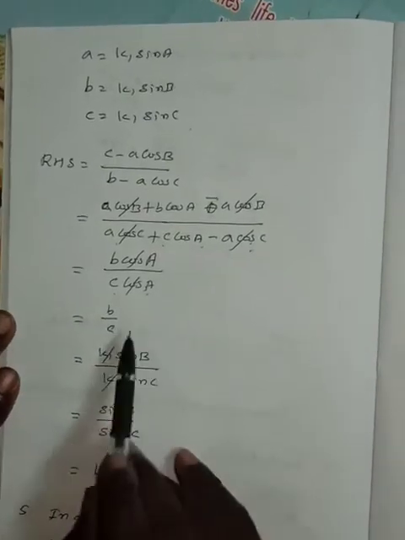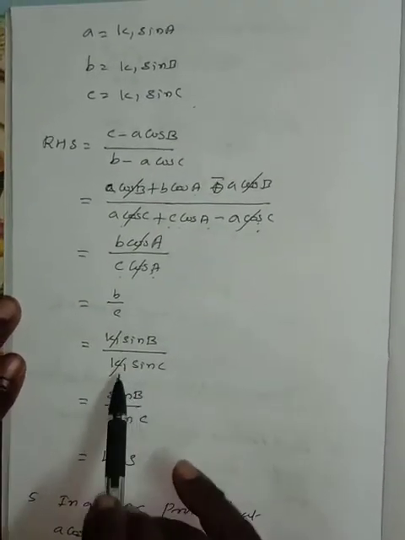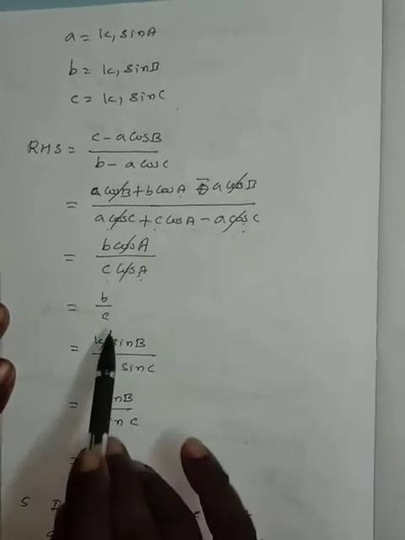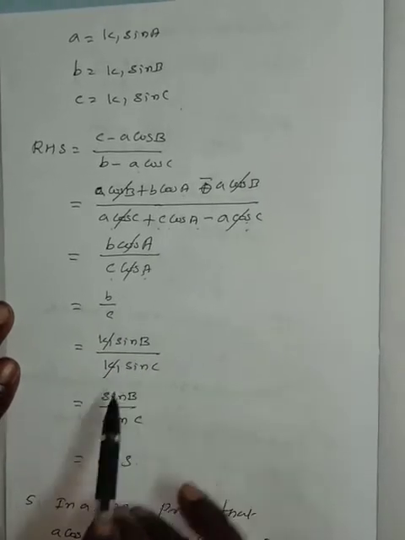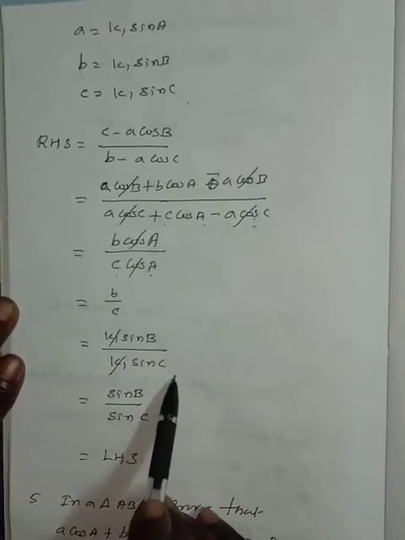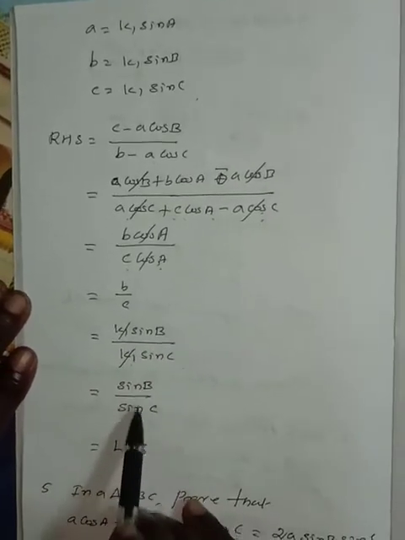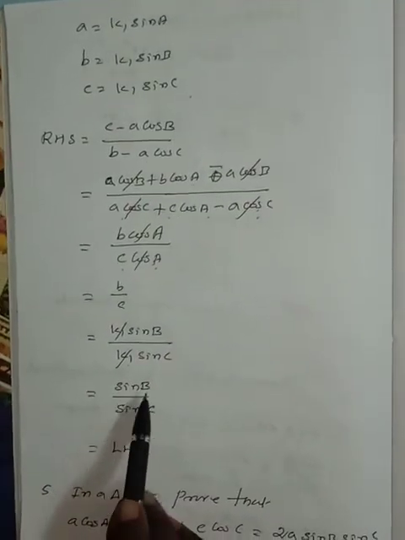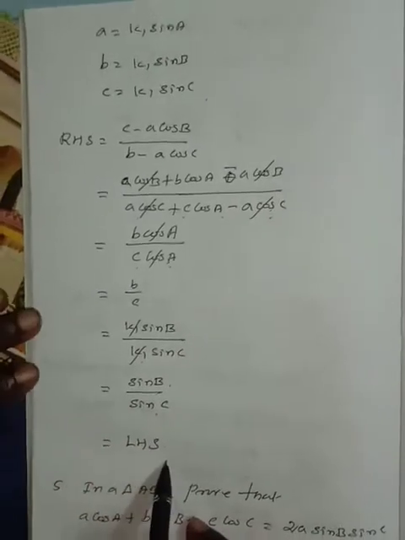So take each is equal to K1. Therefore, b is K1 sin B, c is K1 sin C. Cancelling these two K1, we get sin B divided by sin C, which is the LHS. Result.